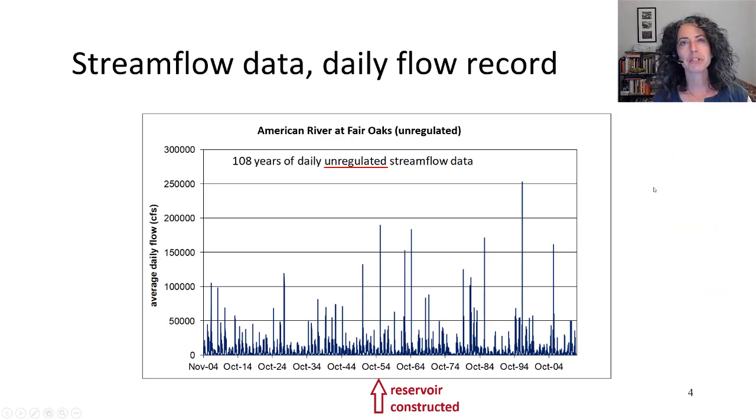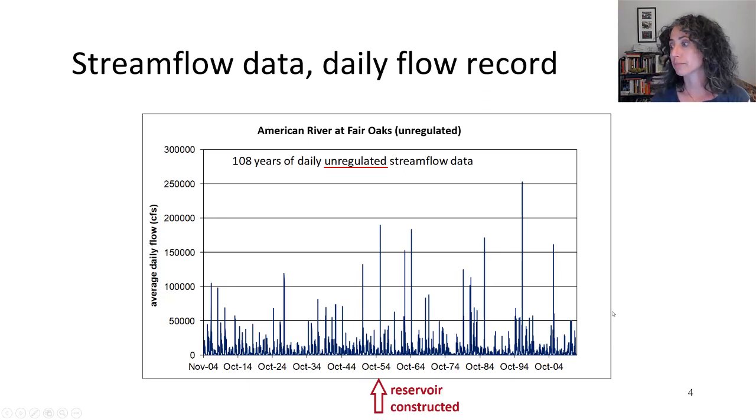So this is a time series of flow on the American River in California. This is 108 years of record. In order to have 108 years of unregulated flows, the first half of the record is just gauged flows, and then a reservoir was constructed in the mid-50s, and so the second half of the record is back-calculated unregulated flows based on inflow to the reservoir routed down to the gauge site. When I say unregulated flows, I just mean flow without human interference, and so we had to back out the influence of the reservoir here.